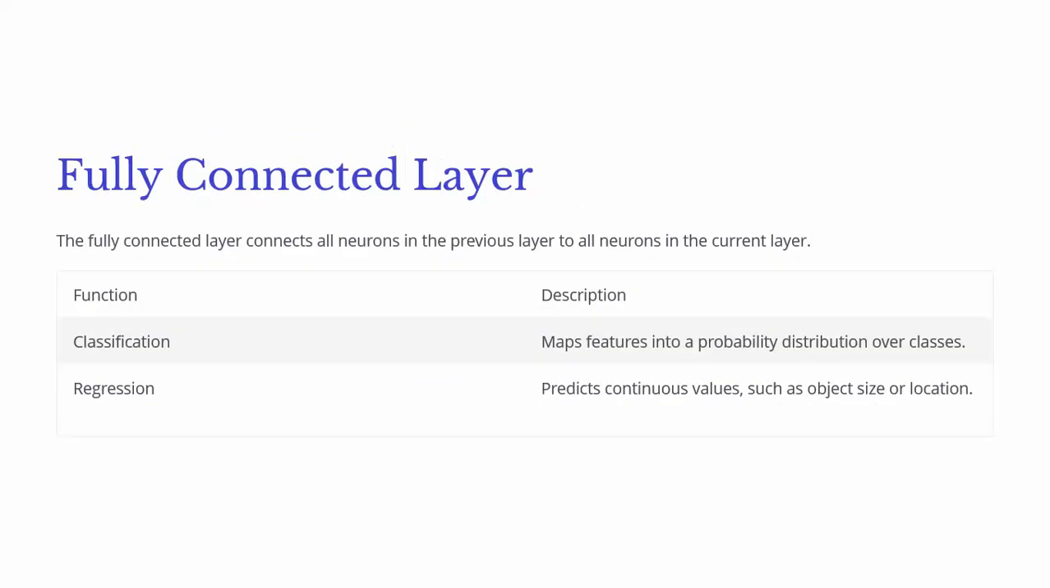And fully connected layers: each neuron in the previous layer is connected to all the neurons in the current layer. Fully connected means, in the simple way of understanding, that previous layer neurons are connected to the current layer neurons. What are the two functions at the output of the fully connected layers? Classification and regression. In classification, if we are going to match the features to a probability distribution over classes, we use classification techniques. Otherwise, if you want to predict continuous values, such as an object's size or location, we use regression techniques.